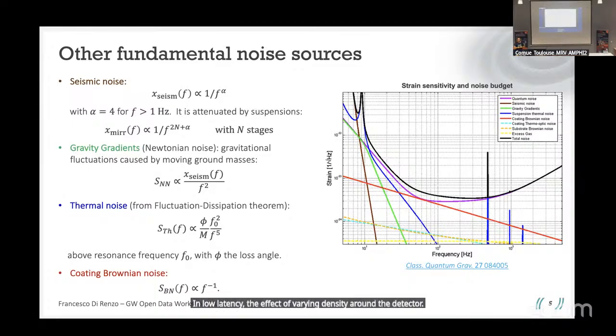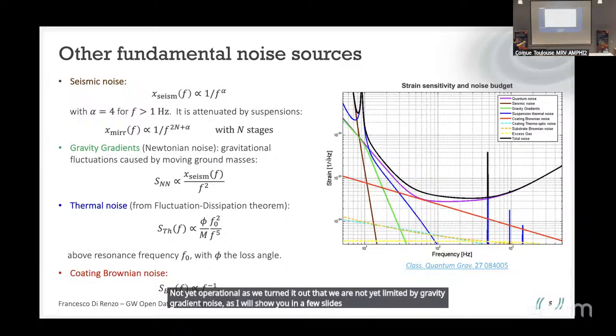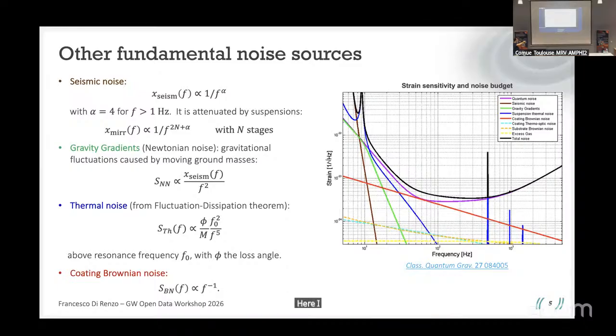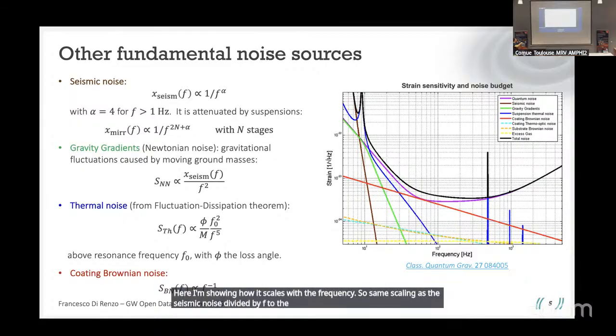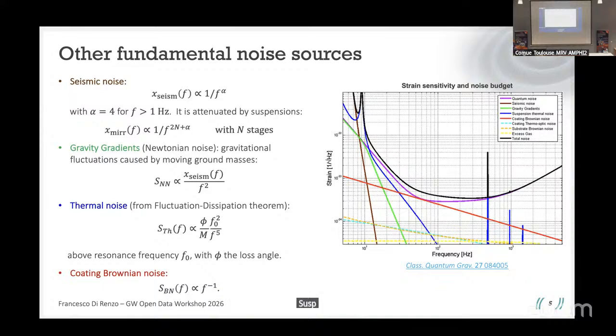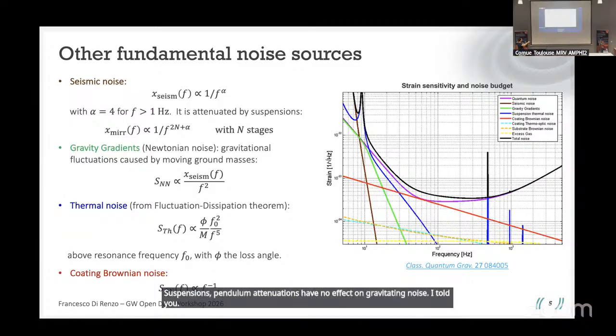This is implemented in one of the main buildings of Virgo. Not yet operational, as it turned out that we are not yet limited by gravity gradient noise, as I will show in a few slides. Here I'm showing how it scales with the frequency. Same scaling as the seismic noise, divided by f to the second. Suspensions, pendulum attenuations, have no effect on gravity gradient noise. I told you, we cannot shield gravity.